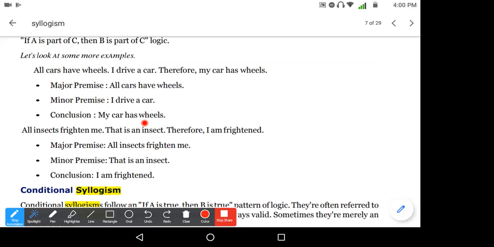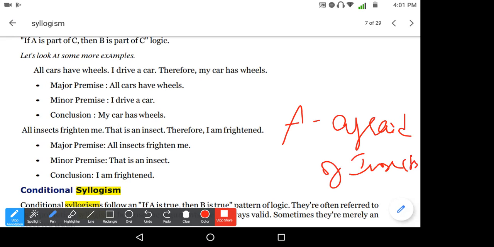So let's see one more example. All insects frighten me. So let's say A is a person who hates insects. He is very afraid of insects. Okay, we can say A is a person who is afraid of insects.